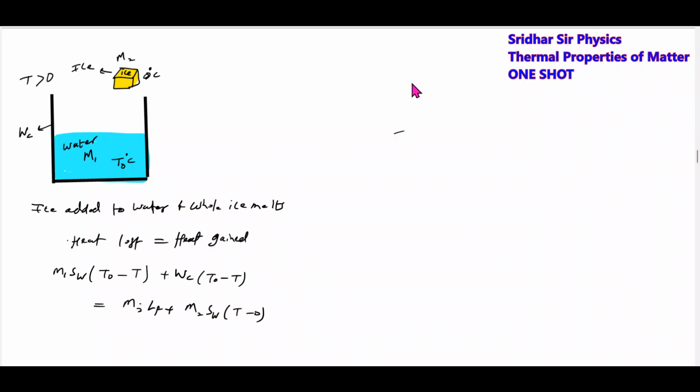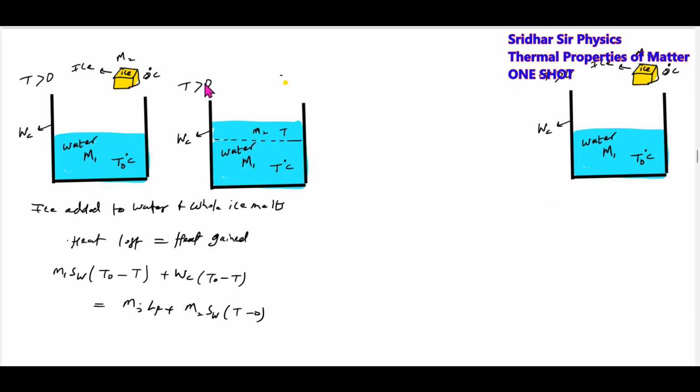Then the next situation: when all the ice melts, T naught is greater than 0 and finally the temperature will be greater than 0. The whole ice will melt, and all the ice will form water of mass M2 here. We are assuming this one. The data will be given, and according to that, we have to work it out here.